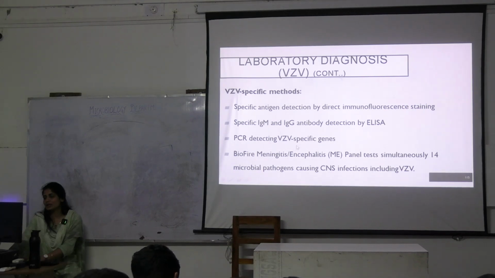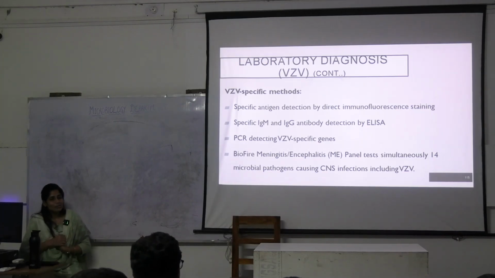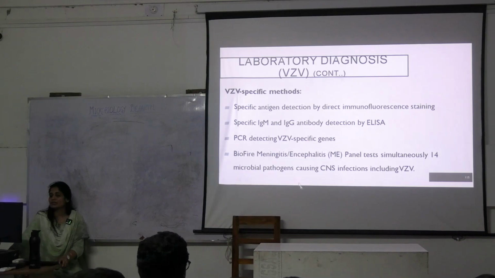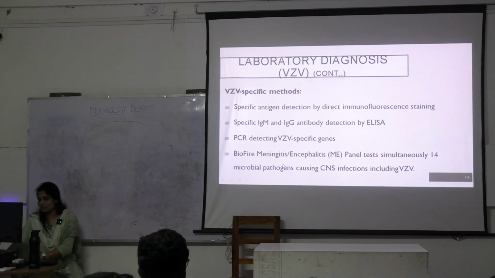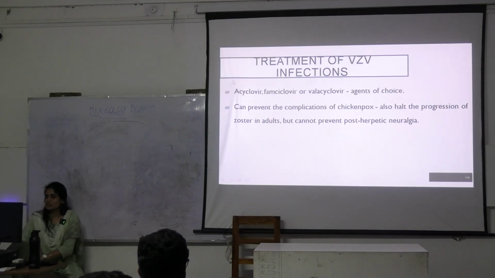Antibodies through ELISA, PCR, and certain BioFire tests are there. What is BioFire? BioFire is basically a PCR only, where you run this test particularly for a panel. So you will see a meningitis or encephalitis panel, where all the probable causative organisms are included, including virus, bacteria, anything that can cause meningitis or encephalitis. They will run, and whatever comes positive will be the positive test for this particular patient. What is the treatment? Acyclovir again.